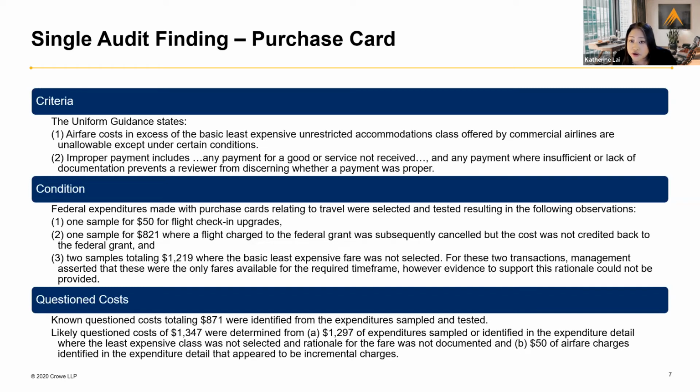So as part of our procedures, we wanted to make a recommendation to management that they continue to strengthen their policies and internal controls over the review of purchase card transactions that are specifically charged to federal grants. And to be more specific, we wanted to make sure that management in their policies and procedures ensured that they include the rationale, that it should be documented and evidence maintained anytime the airfare costs are in excess of the basic least expensive unrestricted accommodations class that's offered for travel.